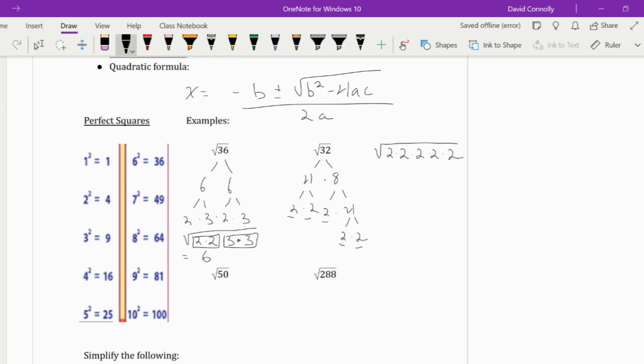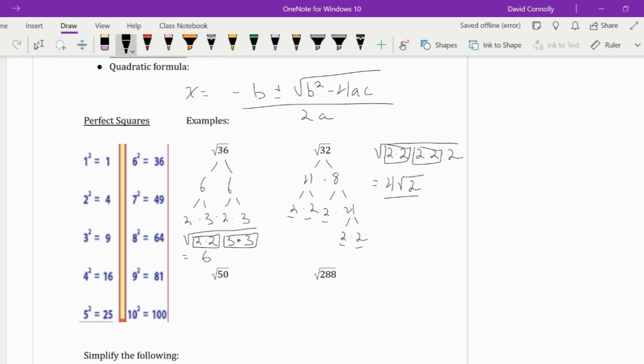And again, what I'm looking for are pairs of the same numbers. So I have one pair of 2's here. I have another pair of 2's here. So both of those are going to go outside of the radical. And I'm going to multiply them together when I pull them out. So this is going to become 2 times 2, which is 4 on the outside. Now this time, unlike the other one, I have an extra one left inside the radical. And I'm just going to leave that one in there because it didn't have a pair to be able to pull out. And there we have 4 square root of 2. And that's our final answer. We can't break it down any further.